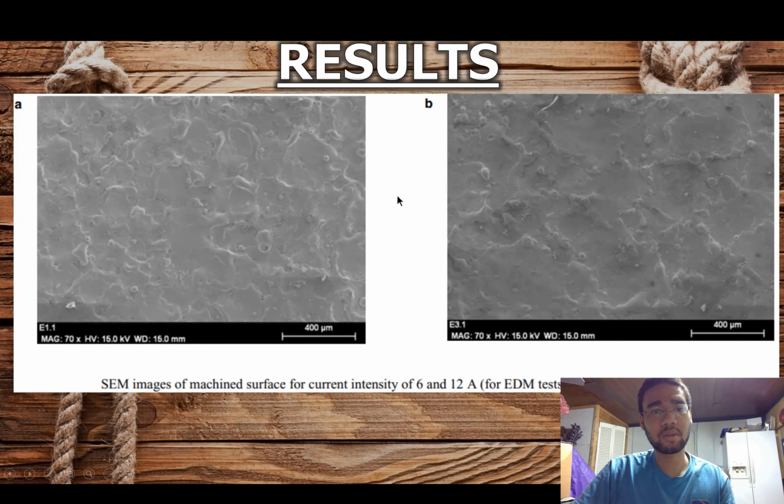Some more results from their experiment. These are SEM images of machined surface for current intensity of 6 and 12 amps for EDM test with a penetration depth of 5 millimeters. For the figure on the left, you're able to see that the crater diameter is much smaller than the craters on the right.